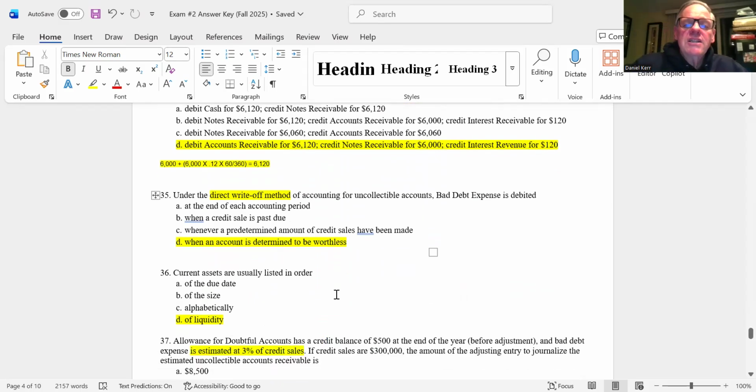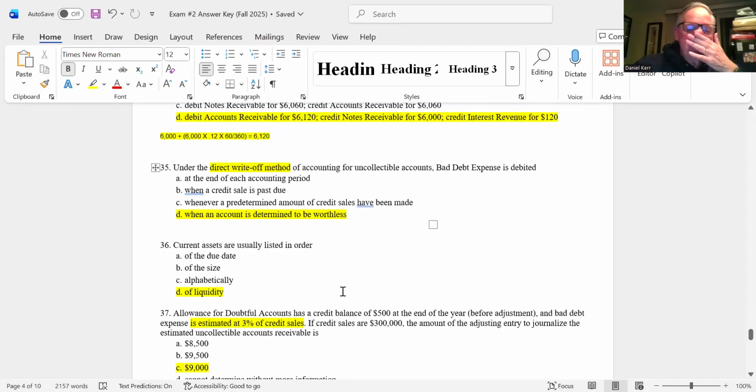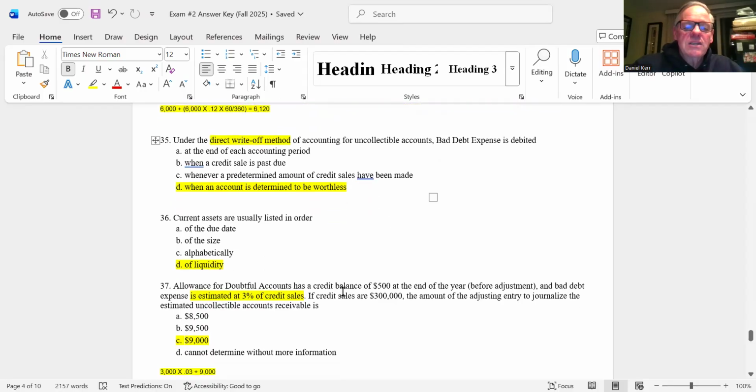Current assets are cash, and things that can be converted into cash within a year, and they are listed in order of liquidity. So that's why we put cash first. It is the most liquid of the assets. The answer there is D.